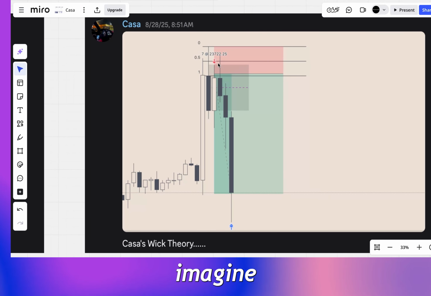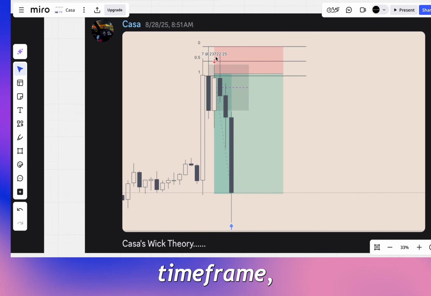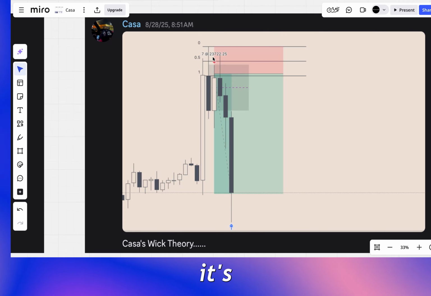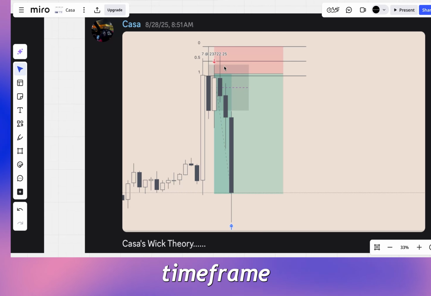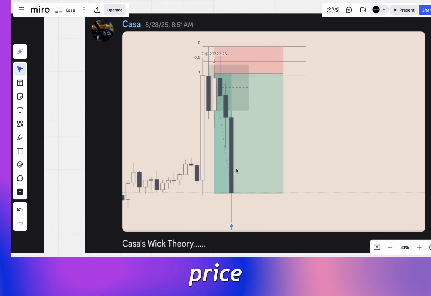And then you can imagine what this looks like on the lower time frame. This is just a market structure shift on the lower time frame. This discount entry, it's literally just a market structure shift on the lower time frame before distributing price straight to my take profit.